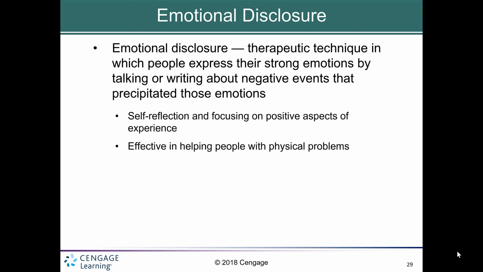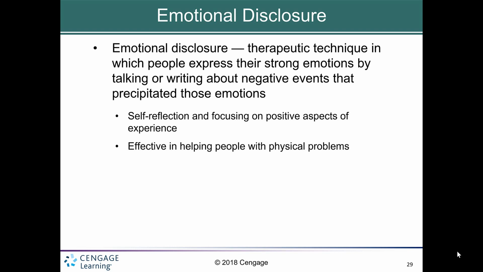The last one is emotional disclosure. Research by James Pennebaker and colleagues shows that emotional self-disclosure improves both psychological and physical health. Emotional disclosure is a therapeutic technique in which people express their strong emotions by talking or writing about negative events that precipitated those emotions. Pennebaker took the notion of catharsis beyond Breuer and Freud by demonstrating the benefits of talking or writing about traumatic life events.